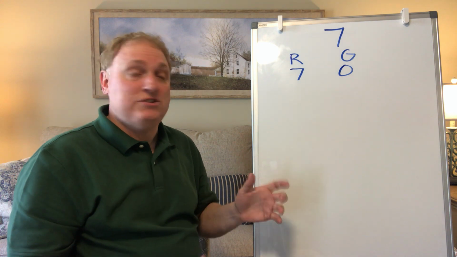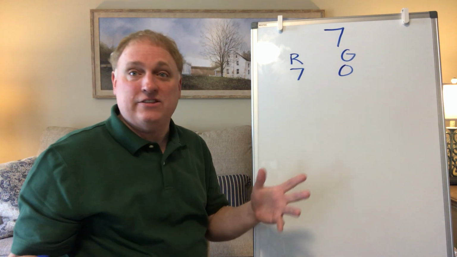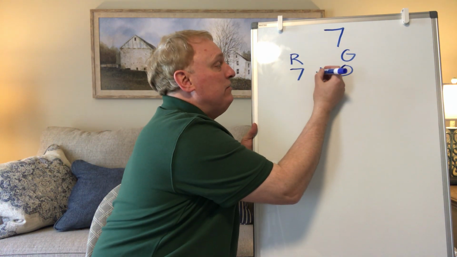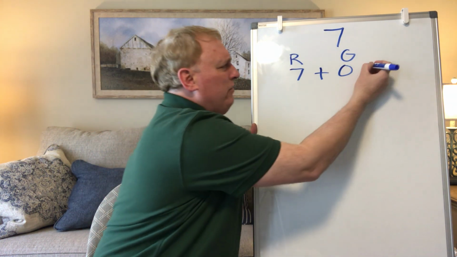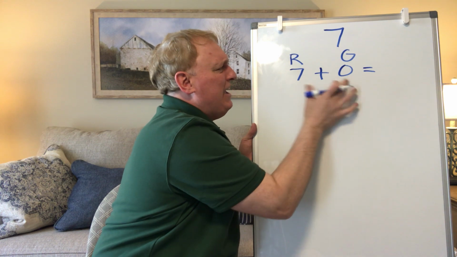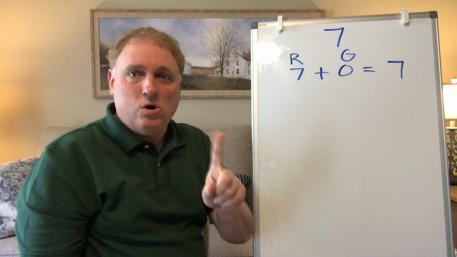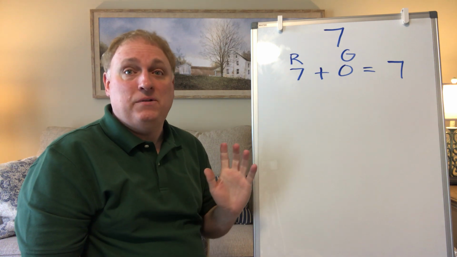So for an addition number sentence, you have two numbers you're adding together that we call addends. And since it's addition, we have to have a plus sign. We also have to have an equal sign, and then we have to add these two together. So 7 plus 0 is 7. So that is one way to make the number 7.